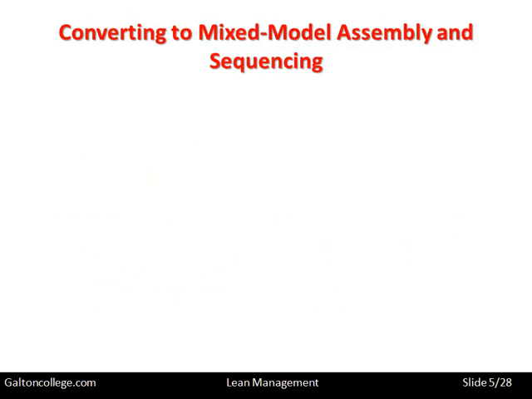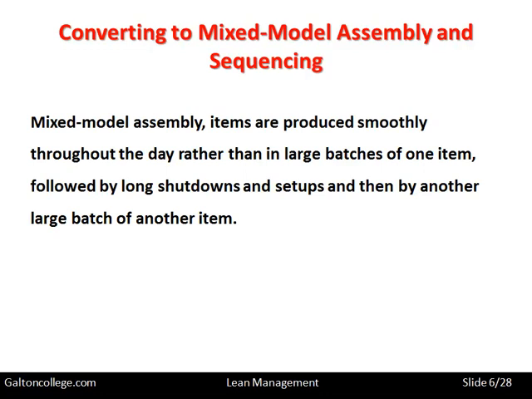Now, converting to mixed model assembly and sequencing. Well, in mixed model assembly, items are produced smoothly throughout the day rather than in large batches of one item, followed by long shutdowns and setups and then another large batch of another item. So in this model, items are produced smoothly throughout the day. There is a continuous flow of work coming through, and this work is standardized.